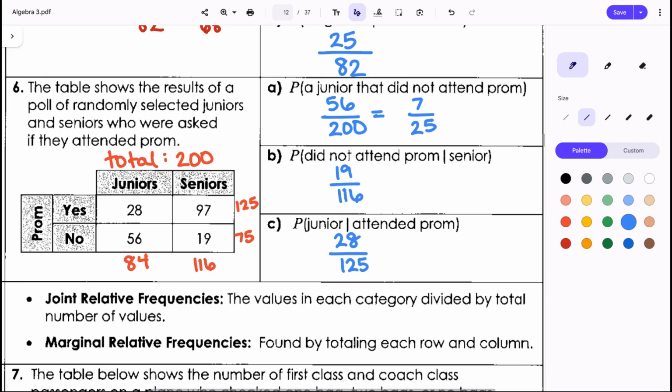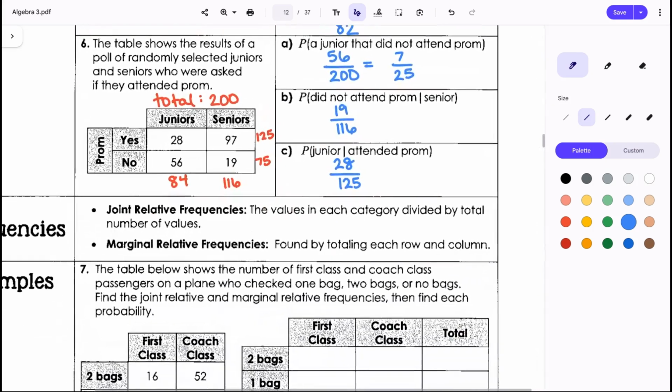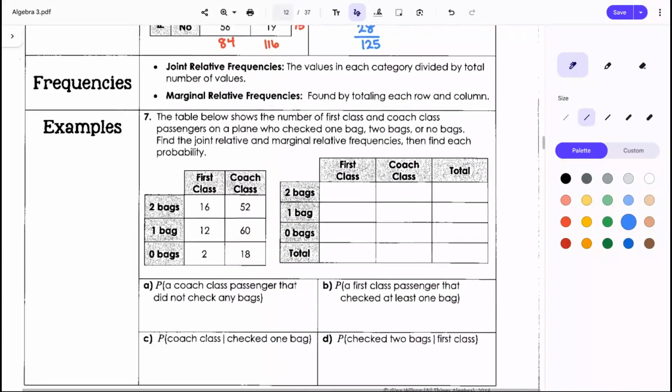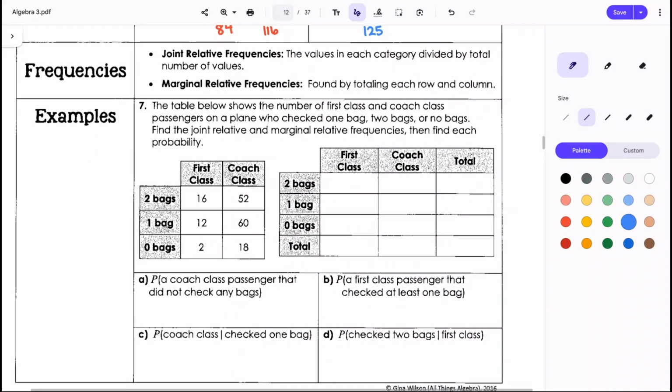Okay. The rest of them, though, B and C, those are just like what we were doing. The given part, the second half in the parentheses, is what goes on the bottom. And then the top is like the specific area that they're talking about in that total. Okay. All right. I'm going to try to go through this last piece here relatively quickly because we've only got about 10 minutes left to class.